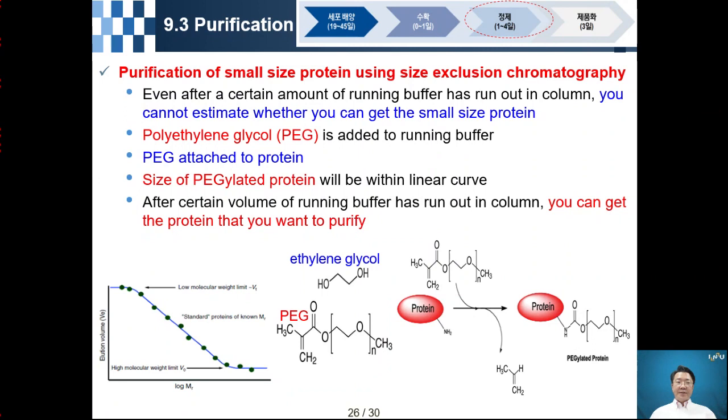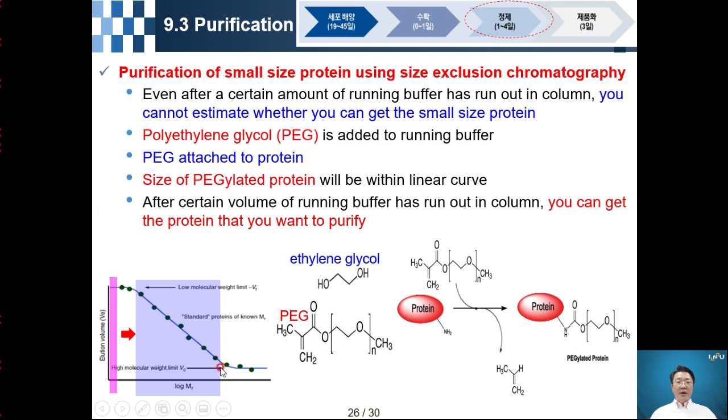In this slide, I will explain the purification of small size proteins using size exclusion chromatography. This is the graph, where the x-axis is the logarithm of the molecular mass and the y-axis is the elution volume. Maybe the small size proteins will be located within these ranges, so they are not within the linear curve.